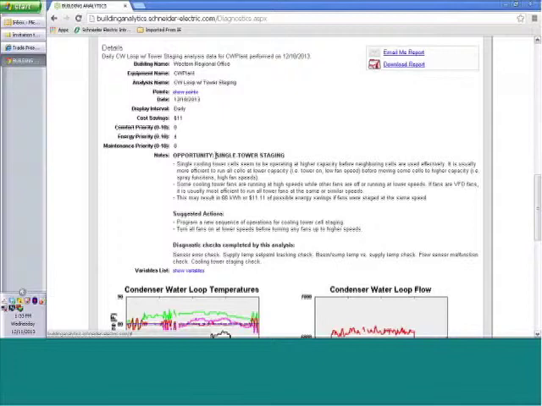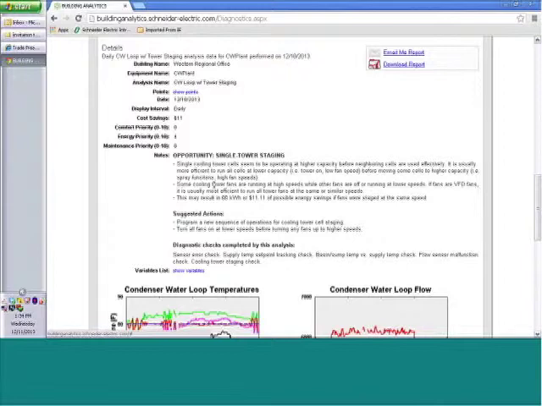So we can see an opportunity here, which is single tower staging. So opportunity, as we said before, is not that a sequence of operations is not being followed, but that it could actually be improved. So just to walk through the text here, it says that single cooling tower cells seem to be operating at higher capacity before neighboring cells are used effectively. It is usually more efficient to run all cells at lower capacity, tower on with lower fan speeds, before moving some cells to higher capacity.